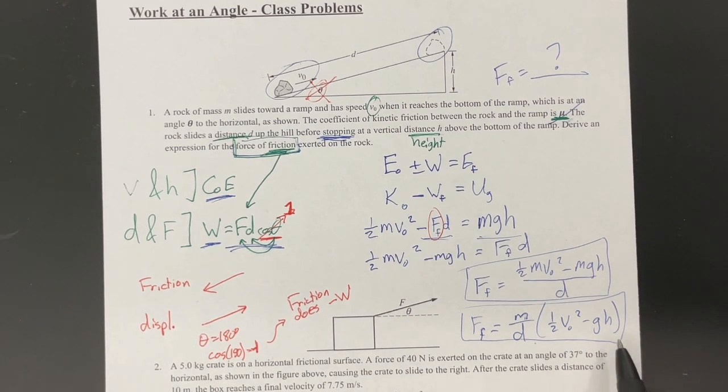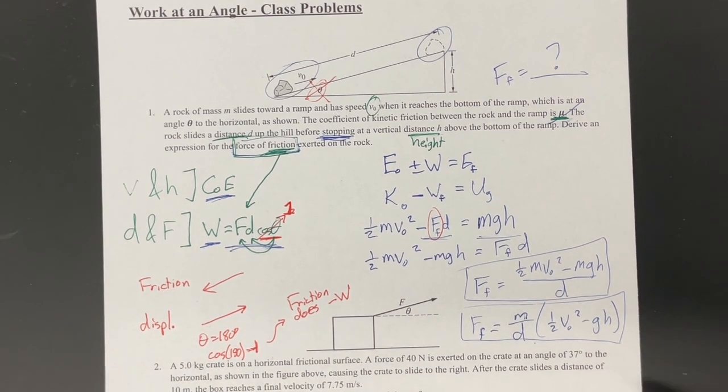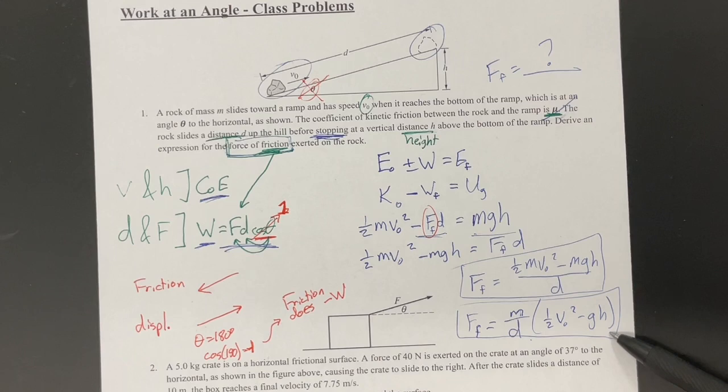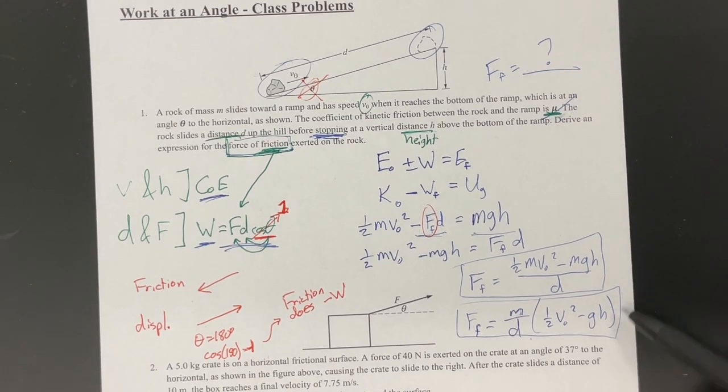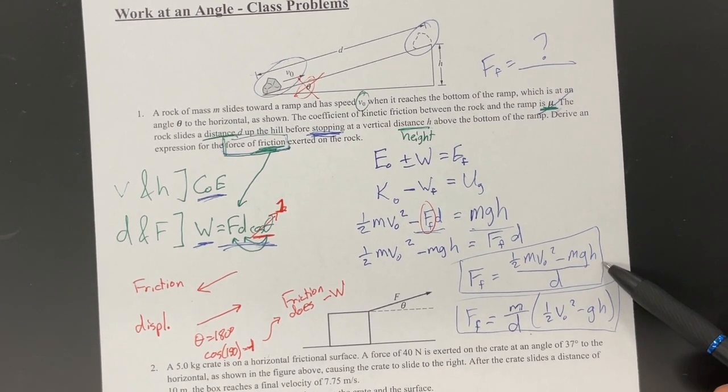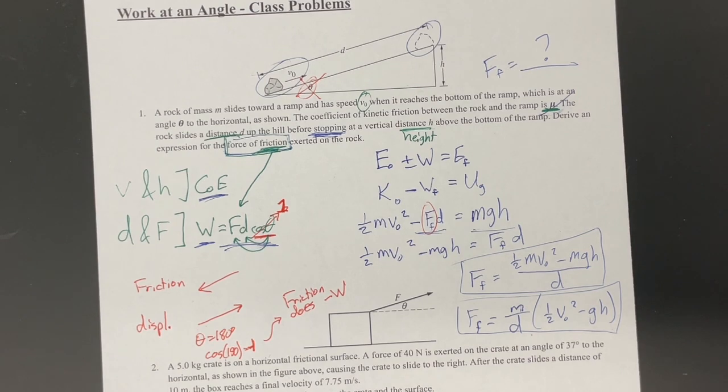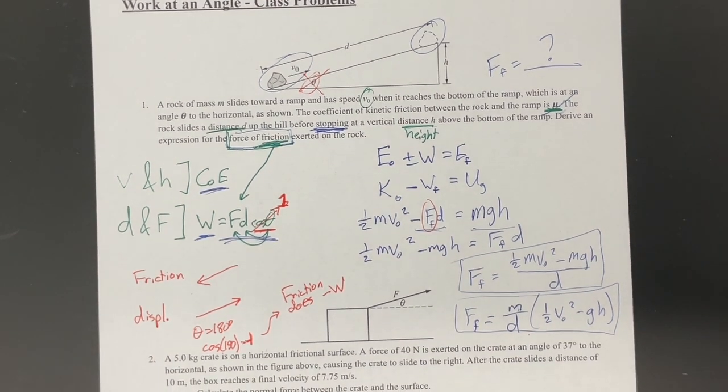If you were to see an answer key or a multiple choice, this is what you would see on a multiple choice, but this would be totally fine if you're on a free response or something like that. All right, there's number 1. Questions so far?